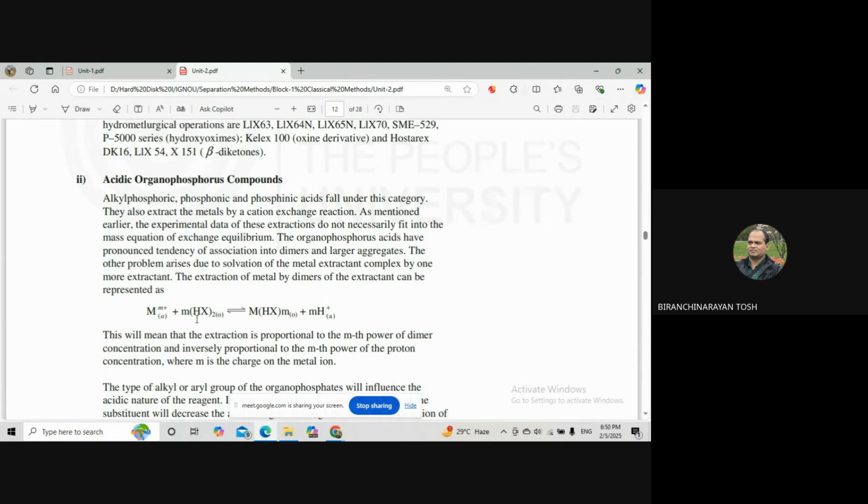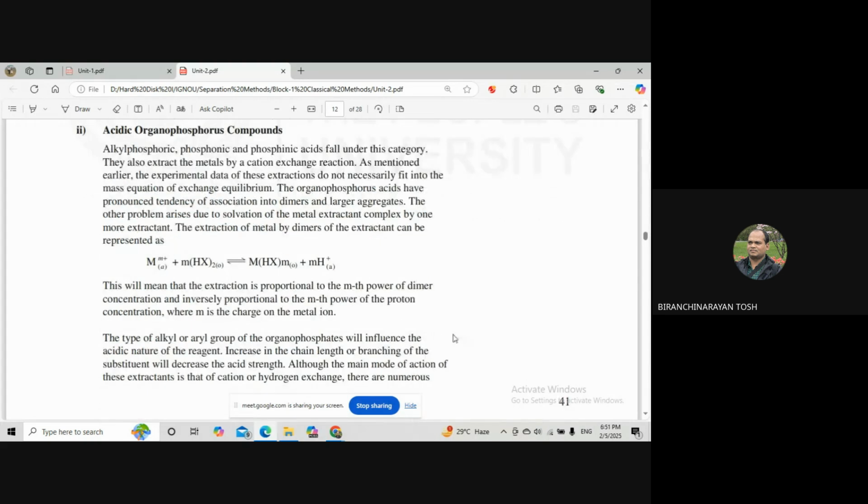So in this case, M plus n HX forms the metal complex and H plus will be released. So this will remain in the aqueous phase. This means that the extraction is proportional to the mth power of dimer concentration and inversely proportional to the mth power of the proton concentration, where m is the charge on the metal ion.